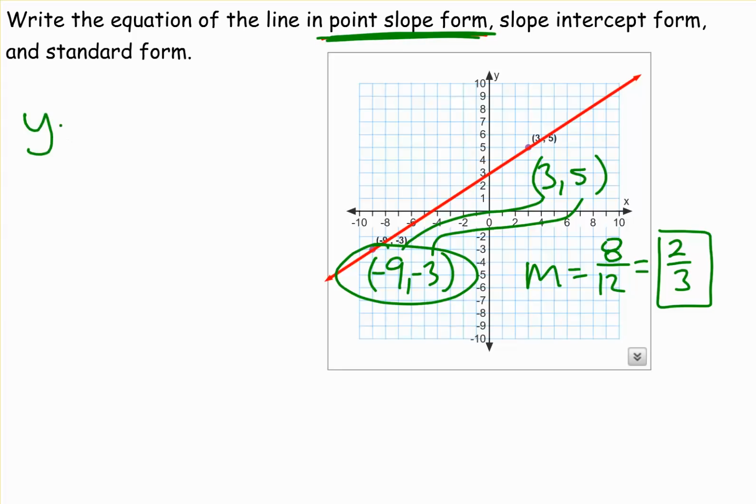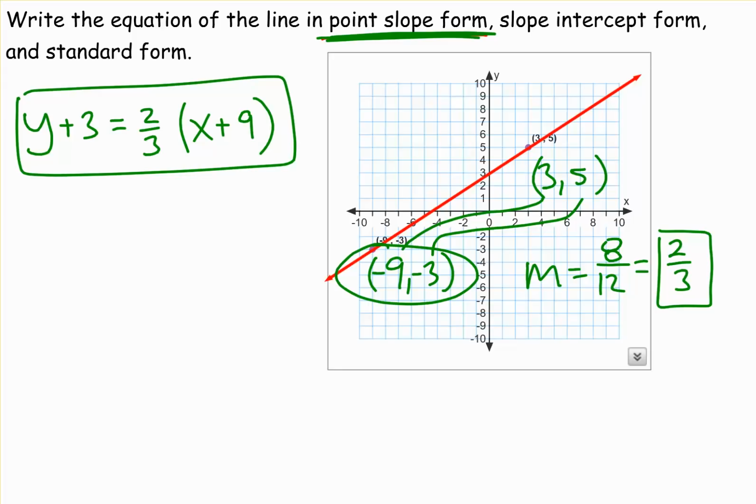So y minus y1 is a negative 3, so I'm going to turn that into a plus 3, equals slope 2/3 times x minus, and our x value is a negative 9, so I'm going to turn that to a plus 9. And here's point-slope form. We'll change this to slope-intercept form. So I need to distribute this. Distribute y plus 3 equals 2/3 x, and a little side problem.